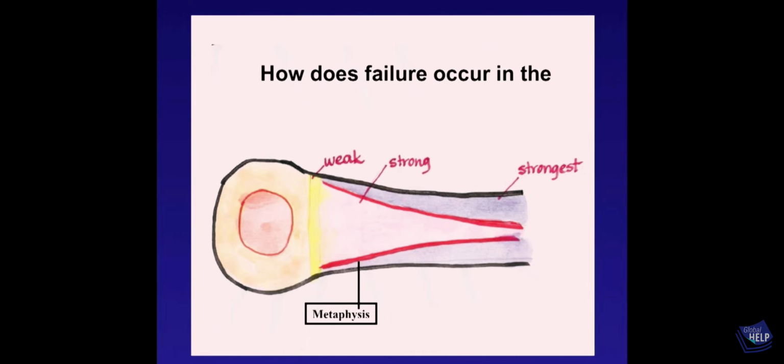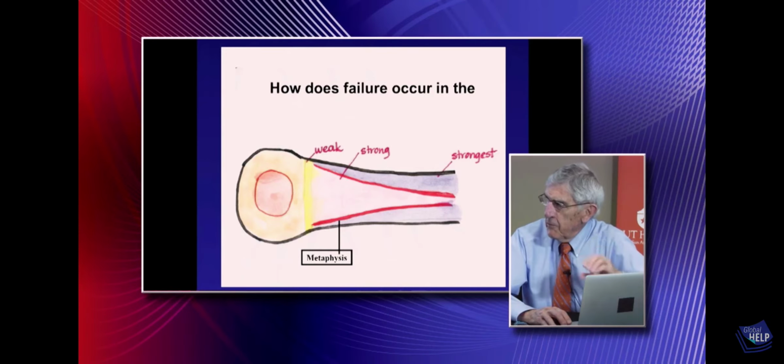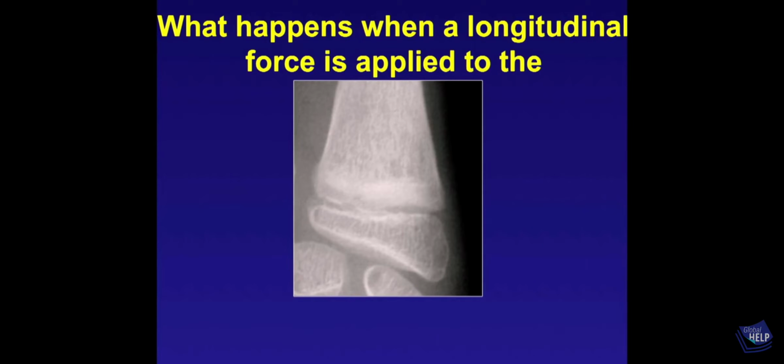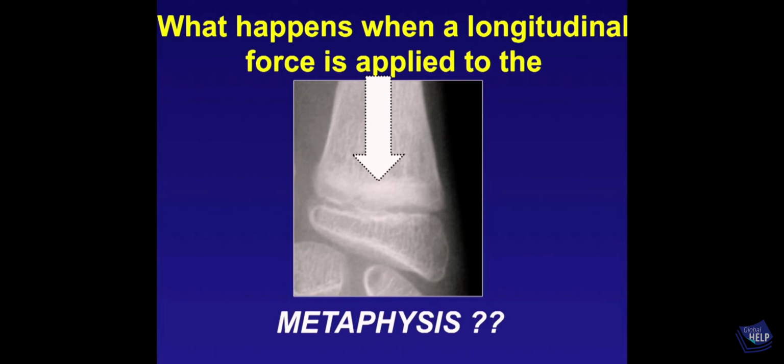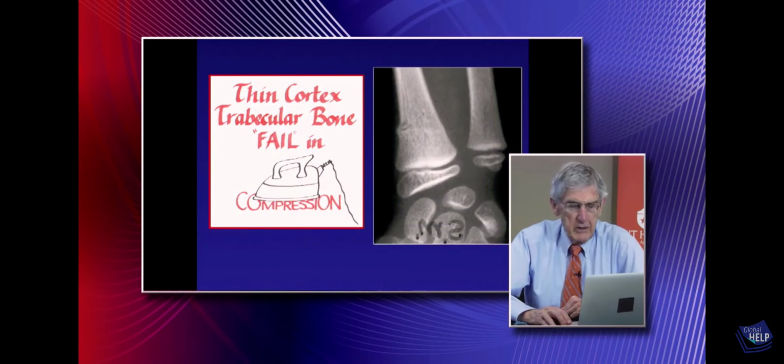Now we talk about the metaphysis and what's going on there. That's where we were ossifying. Well, we're remodeling. Actually, it's been ossified. We produced quantity bone, and we're going to remodel it into quality bone. So when you apply a longitudinal force to this weak bone, which doesn't have a very thick cortex, what happens? It compresses. It fails in compression, and you get this type of fracture.